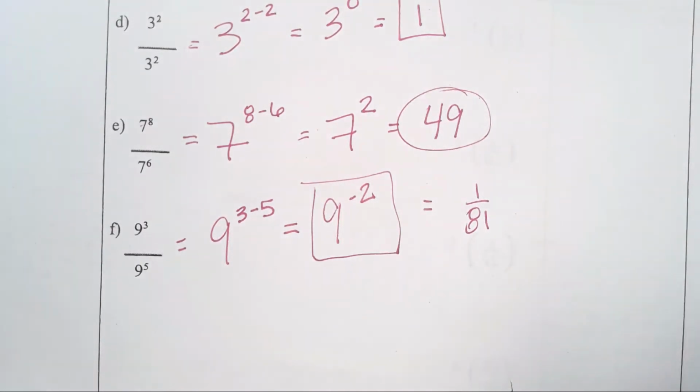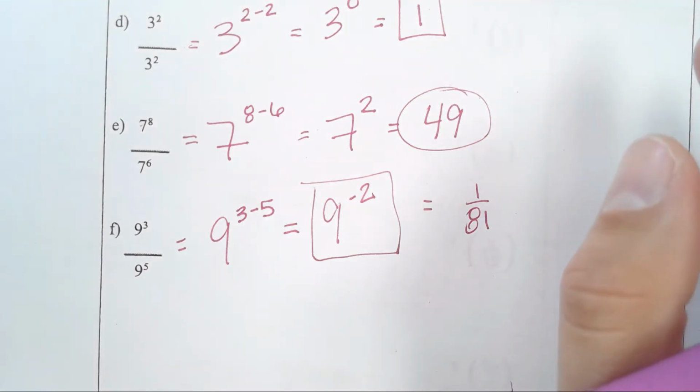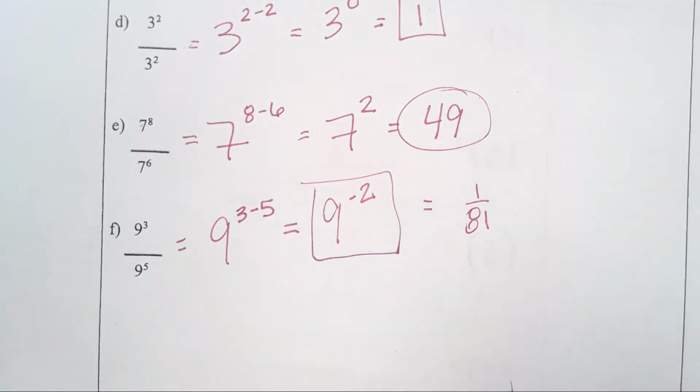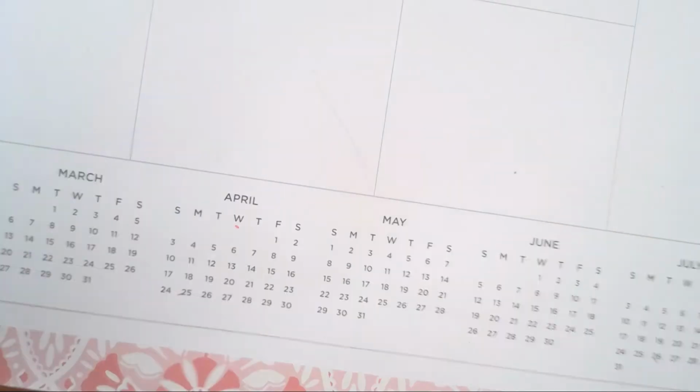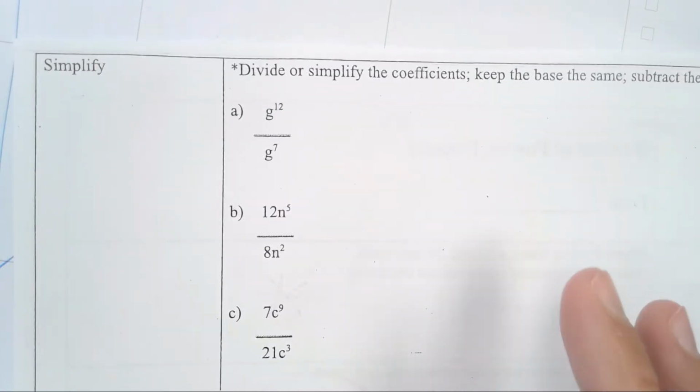All right, so good job if you guys got that. So this is just the basic rule of quotient of powers. If you have the same base, you keep the same base, and then you just subtract your exponents. Okay? Onto the back side, there is some more simplifying, but we now have some coefficients that we have to be careful of.